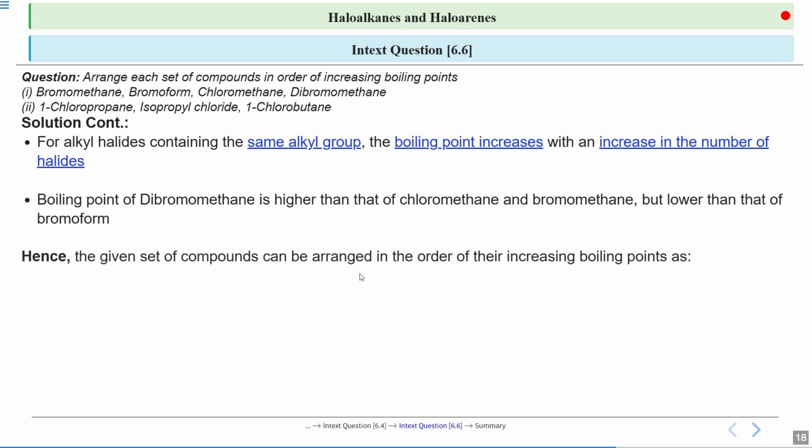Hence, the given set of compounds can be arranged in order of increasing boiling point as: the highest for bromoform, then dibromomethane, then bromomethane, and then chloromethane. So this is the order of the boiling points for the set given in the first part of our question.